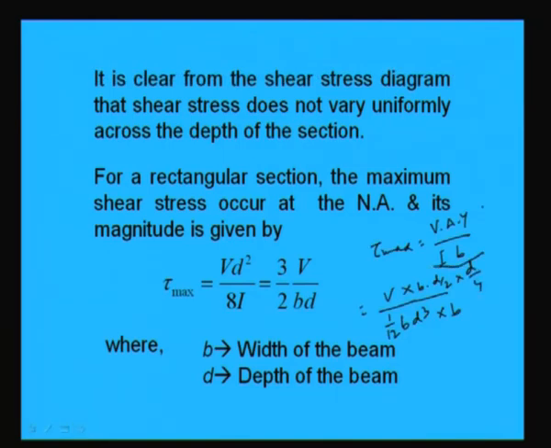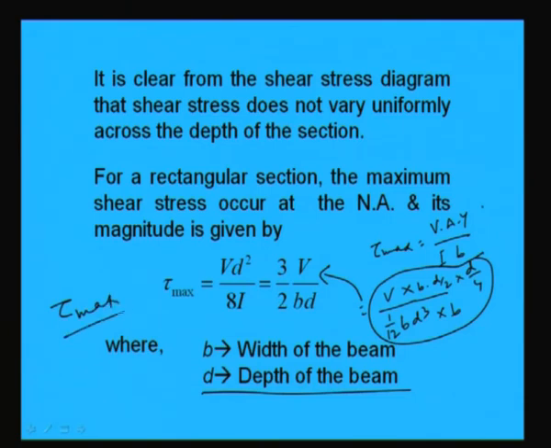Now, if we derive this expression, we will finally get 3V by 2BD, where B is the width of the beam and D is the depth of the beam. So, that is how we can find out the tau max value. Not only tau max, the shear stress at any point can be found through this, but problems will arise when we consider a section like a T section or an I section.